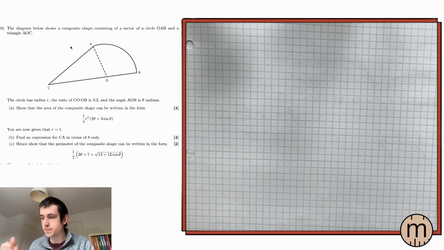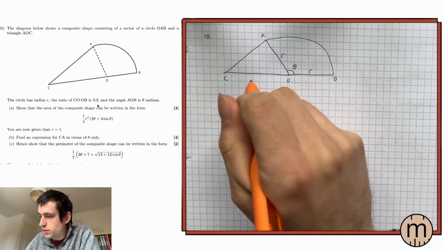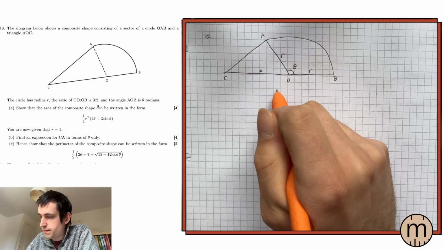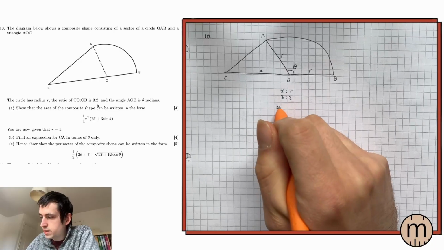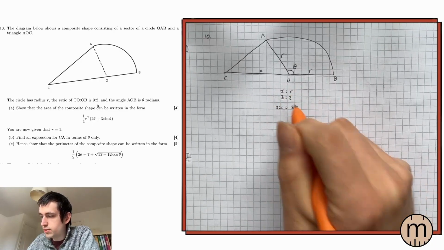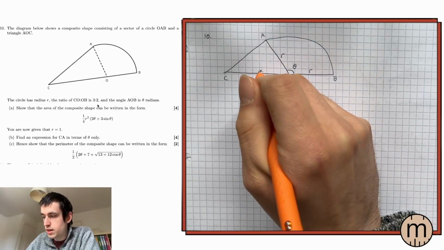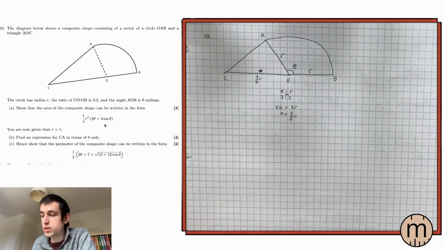Let's see what we can do. So I'm first going to use the fact that the ratio CO to OB is 3:2. So the ratio of this line to this line is 3:2. If I just call that x for now, x to r is 3:2. That tells us that 2x is equal to 3r if we cross multiply them, which tells us that x is equal to 3/2 r. So straight away I'm going to put that in terms of r because I don't see any other letters other than r and theta in the answer. So I'm going to try and get everything in terms of r if possible.